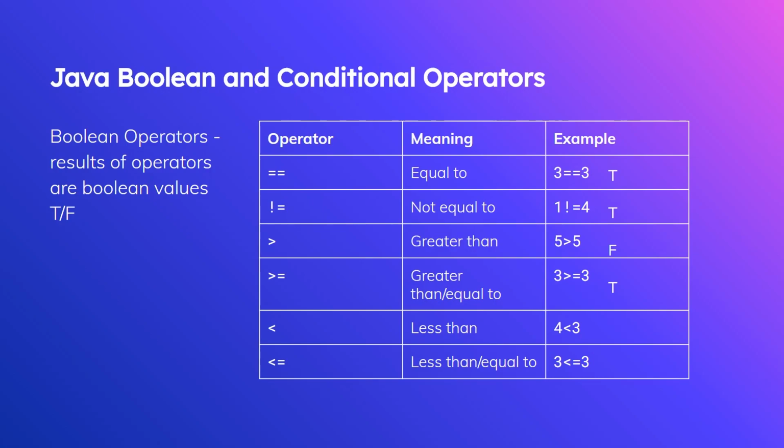Then we have the less than operator, again comparing two values. Is 4 less than 3? Does that make sense? No, not really. Those numbers need to be flipped around. So in that case, that is a false statement.